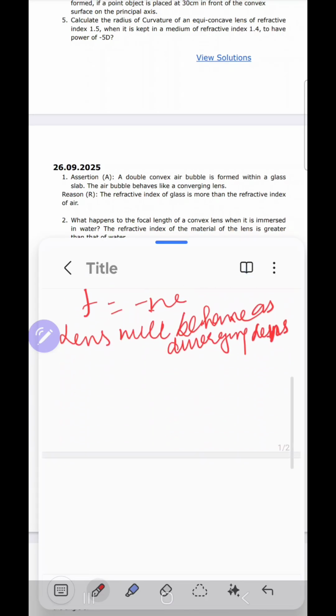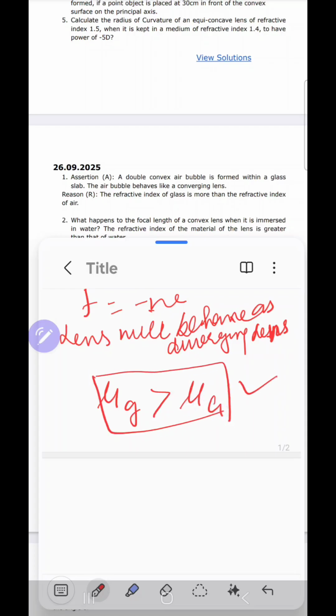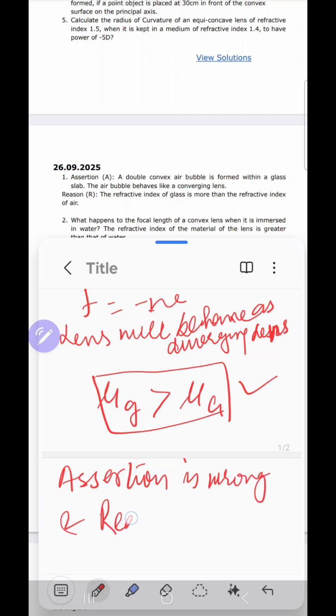Now let us check the reason. The reason is: refractive index of glass is more than the refractive index of air. Refractive index of glass is more than refractive index of air. This is correct. So here we can write: assertion is wrong and reason is true.